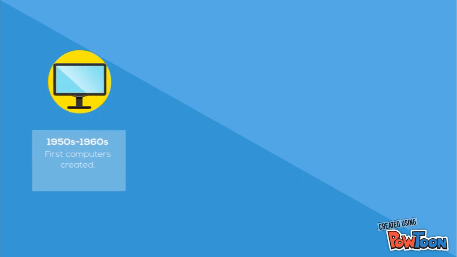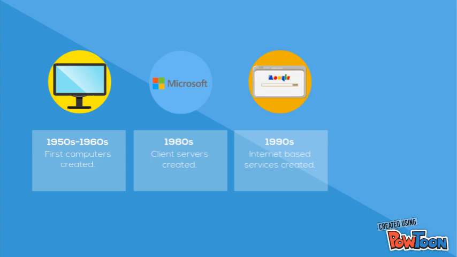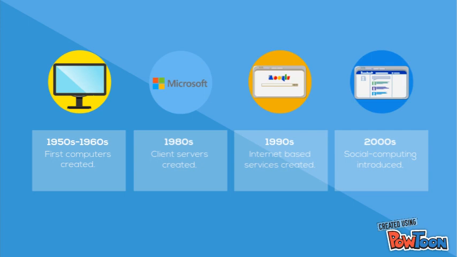Computers were invented in the 50s and 60s, but were rather useless by today's standards. In the 80s, client services were created, such as Microsoft. In the 1990s, the internet boomed and websites like Google and Yahoo gained power. And in the 2000s, social communities were formed, such as Facebook, MySpace, and Instagram.